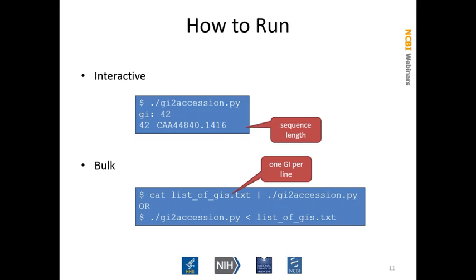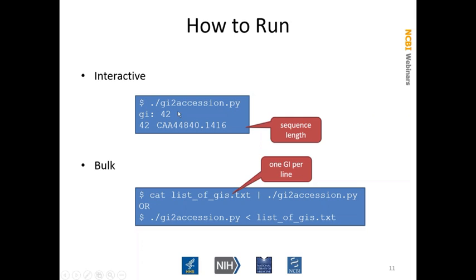In one way, it's interactive. The idea here is that you can just put in a number, and you'll get back the GIs. That's what I'm showing here on the top. You run the script, it prompts you for the GI number, you give it the GI number, and then it gives you a line with some numbers in it. There's actually a little bit of a formatting problem here. The first number is the GI, the second up to the .1 is the Accession.version, and the 416, which got bumped up here, my apologies for that, is the sequence length, so the length of the sequence.